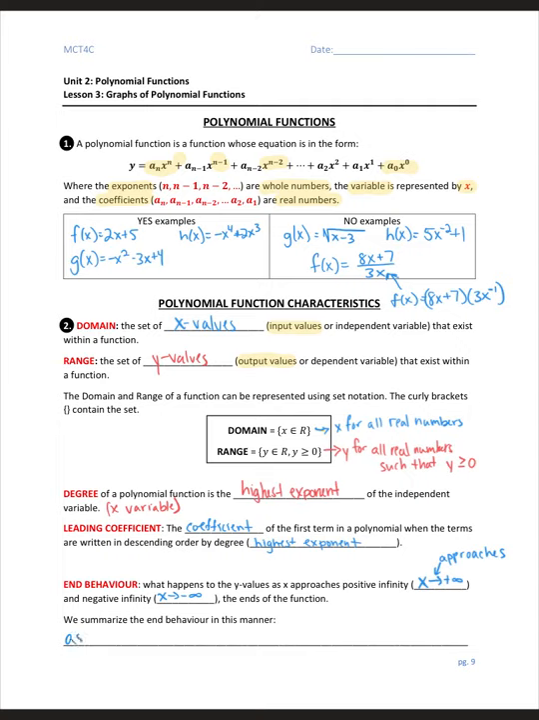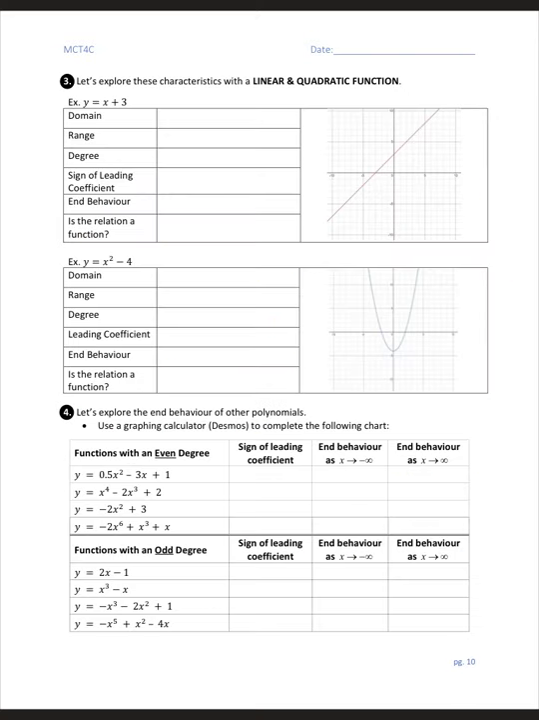So we would say as x approaches negative infinity, because that will be on the left bound of our graph, then y is going to approach a positive or negative infinity. And as x approaches positive infinity, then y approaches positive or negative infinity. We'll look at some graphs to show exactly what I mean by that. So let's first look at linear and quadratic functions and see if we can describe all those characteristics of a polynomial we just talked about.